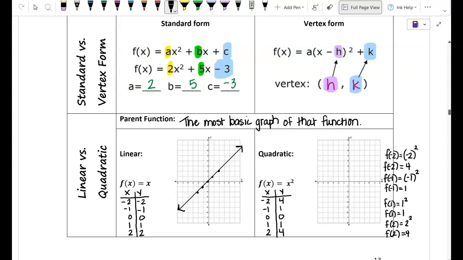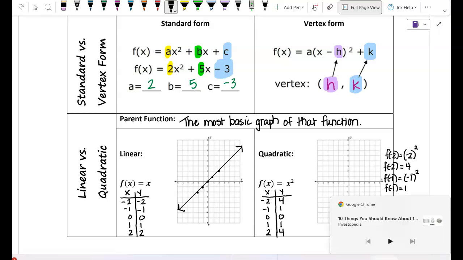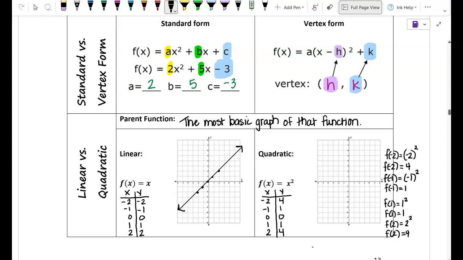That squaring is how we get that U shape, because if we square a negative number, we get a positive value. We square a positive number, we get a positive value. So that is how our shape can go up on both sides, because we're squaring that term. So if we graph this, negative 2, positive 4, negative 1, positive 1, 0, 0, 1, 1, 2, 4. There is the sketch of your parent function.